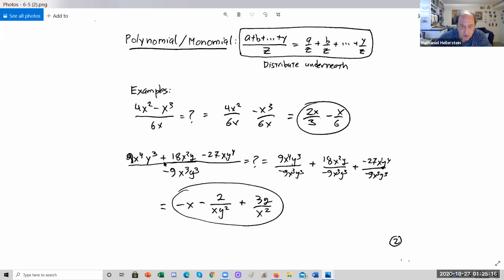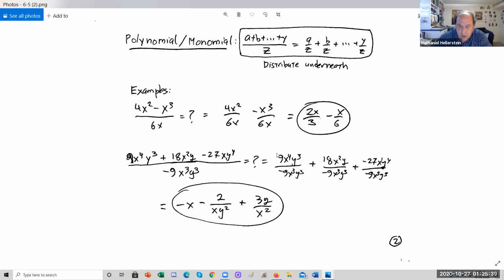Plus, next term, 18x squared y over negative 9x cubed y cubed. 18 over negative 9 is a negative 2. x squared over x cubed is x to the negative 1, so x in the denominator. y over y cubed is y to the 1 minus 3, y to the negative 2, so y squared in the denominator.